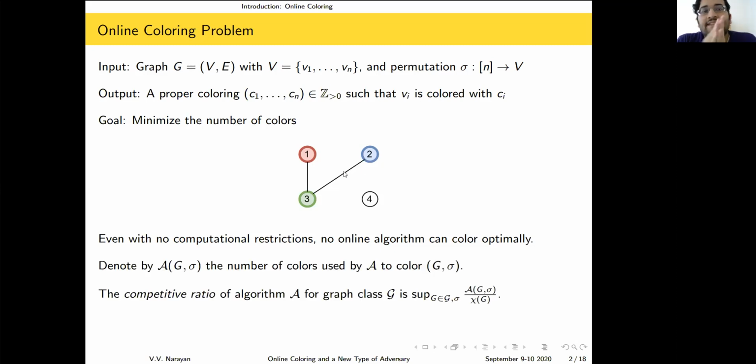So what we do is, in the online coloring problem, as a standard for a lot of online problems, we study the competitive ratio of online algorithms. So we denote by A(G, sigma) the number of colors used by algorithm A to color the graph G with ordering sigma. And we say that the competitive ratio of algorithm A for a graph class cal G is the supremum over all graphs in the graph class, so the worst case graph and worst case ordering sigma, of A(G, sigma) over chi(G), so the chromatic number of G.